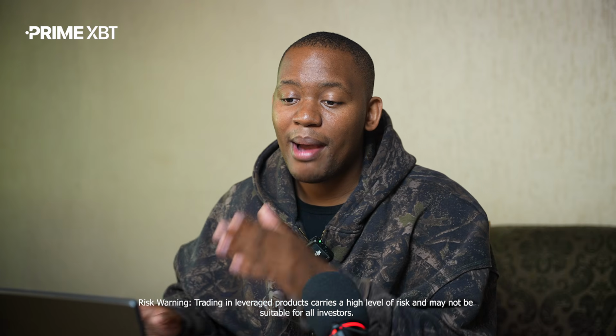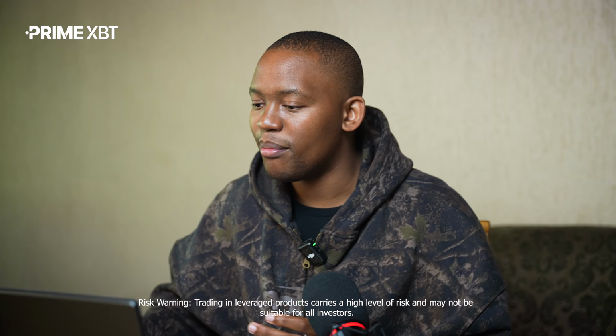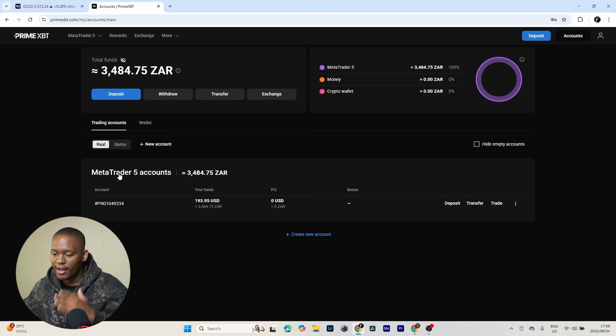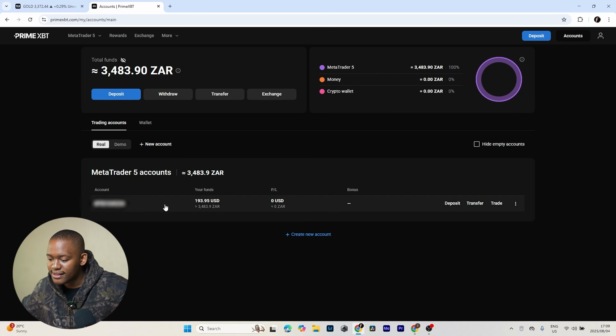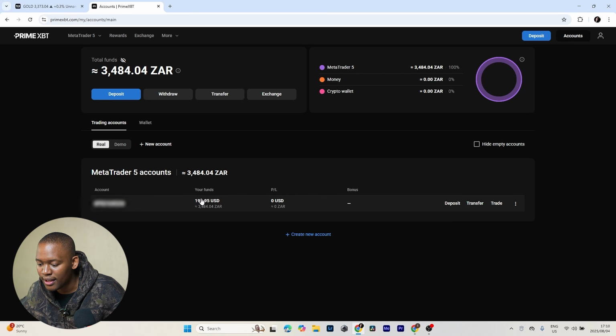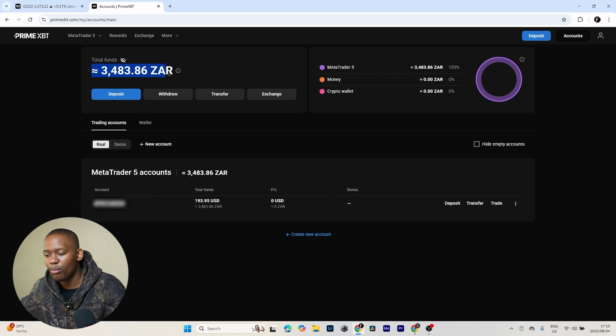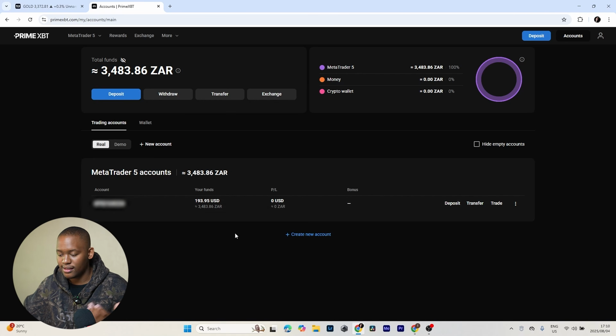So I am going to sign into my PrimeXBT account so that you guys are familiar with the dashboard and the website. So if you guys do see over here, I have logged onto my dashboard. I will just refresh it for you. And yeah, man, you guys can see I have a MT5 account. Right over here, you guys can see I do have an account, which I obviously did fund with $100. And yeah, man, currently we do have close to 3.5 in the account, which is $193.